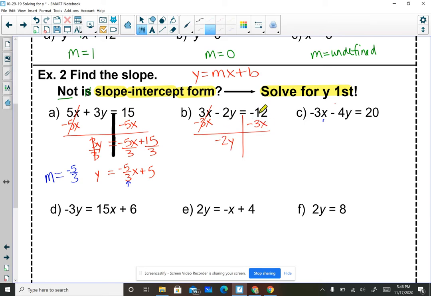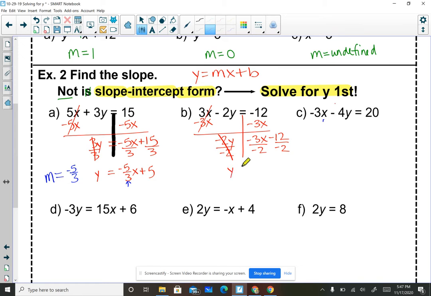And then remember, we want this in mx plus b form. So we're going to do the negative 3x minus 12. So here's your mx plus b, but we're not quite done yet because we're going to go ahead and divide by negative 2 because we need our y alone. Okay? In order for us to be in slope-intercept form, that y has to be alone.